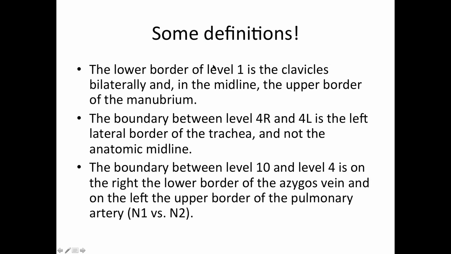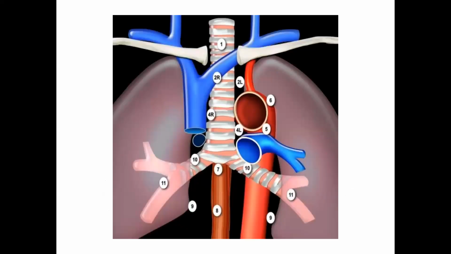So it's important to keep these definitions in mind. So the lower border of level 1 is the clavicles bilaterally, and in the midline, the upper border of the manubrium. So let's just go back. We're looking at station 1 above the clavicles, or if we've just got the manubrium dipping here, we're sitting above that.